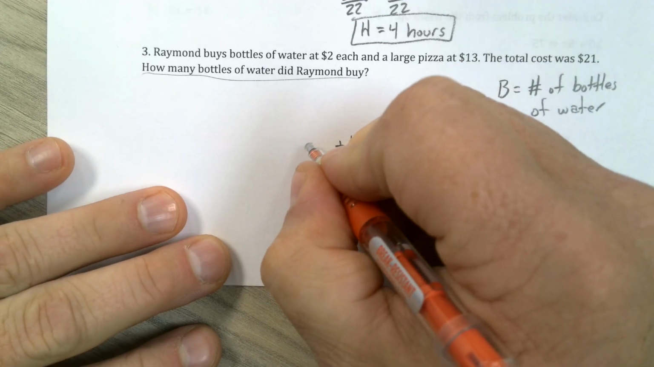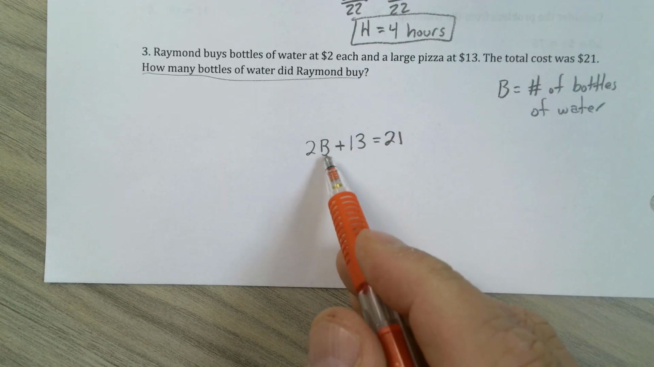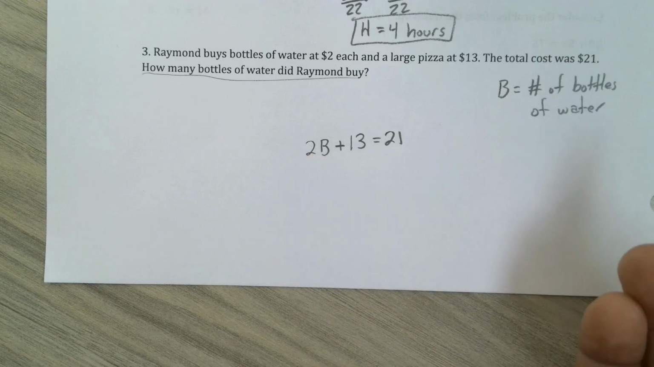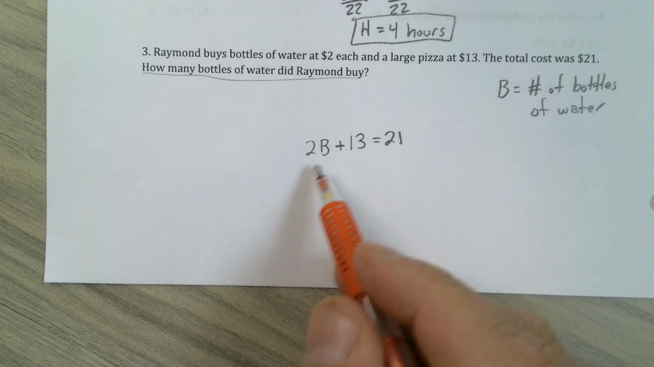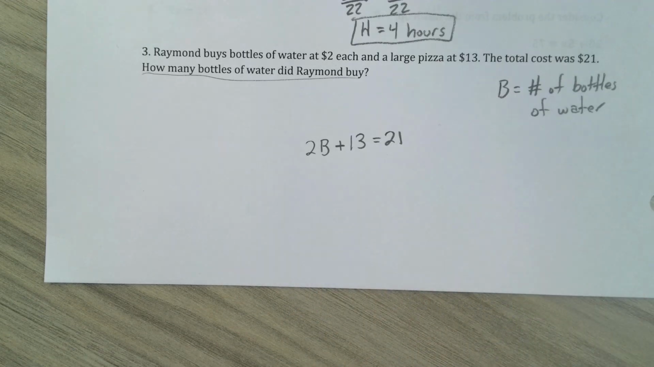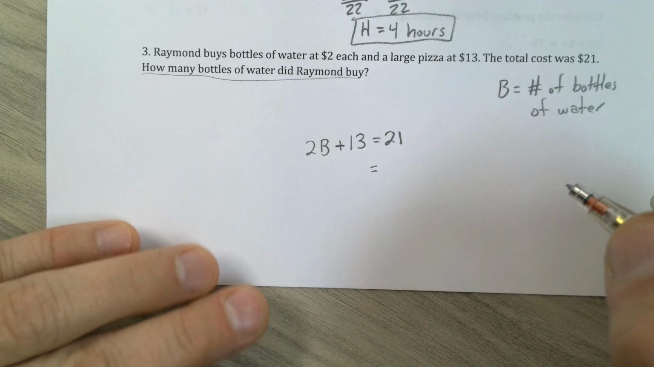So it's 2 times however many bottles of water he got, right? So if it was 3 bottles of water, it'd be 2 times 3, which is $6, right? So we can see that relationship there. That 2b tells us the total amount he spent on water. Well, now that we have our equation, we can flip, combine, and divide.